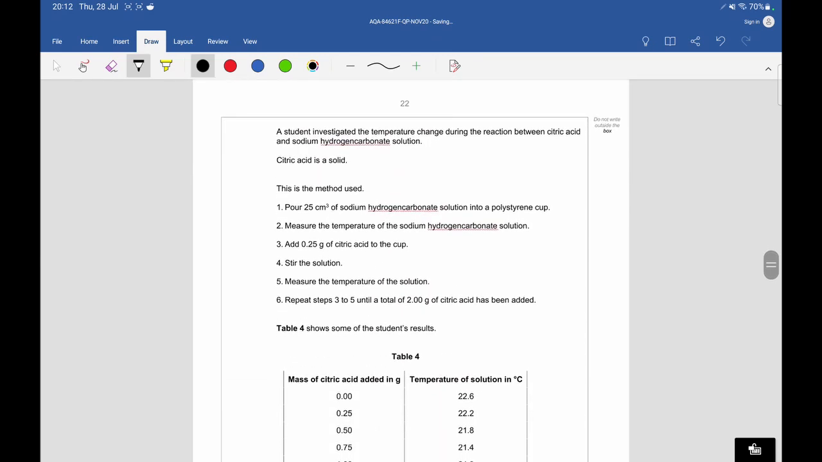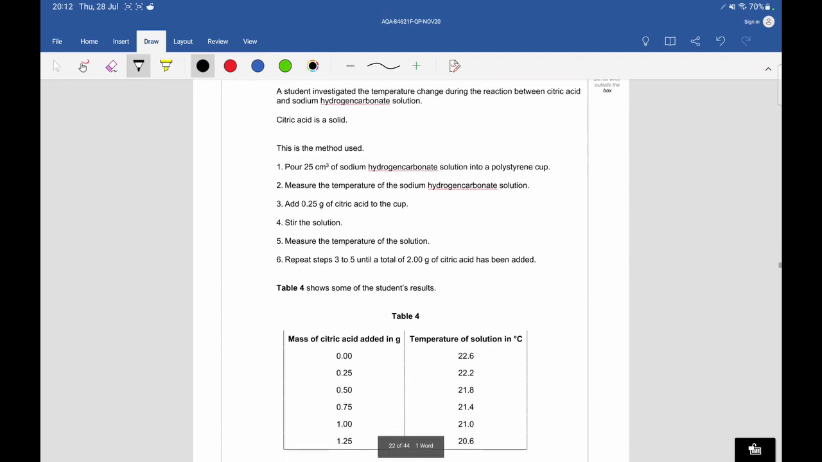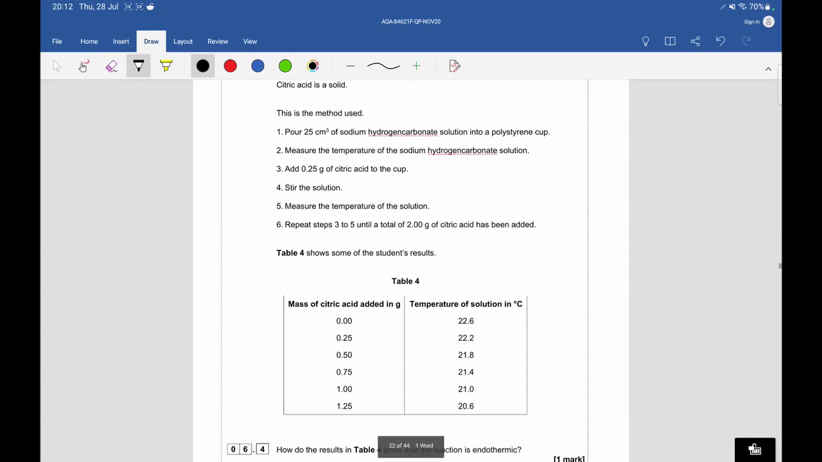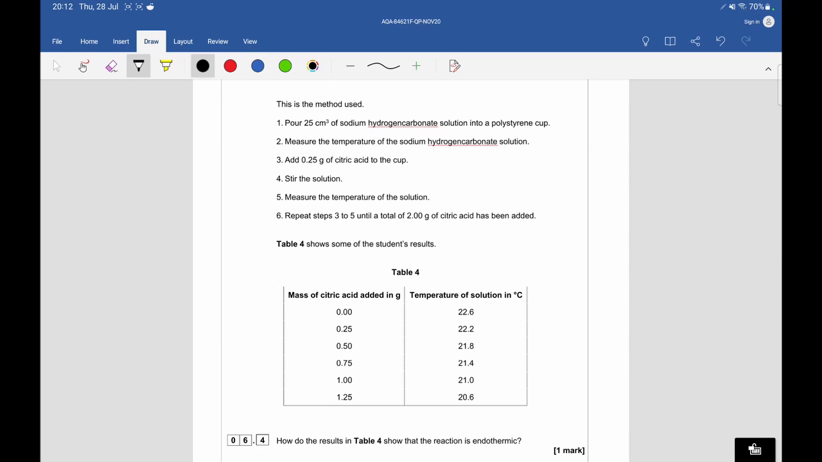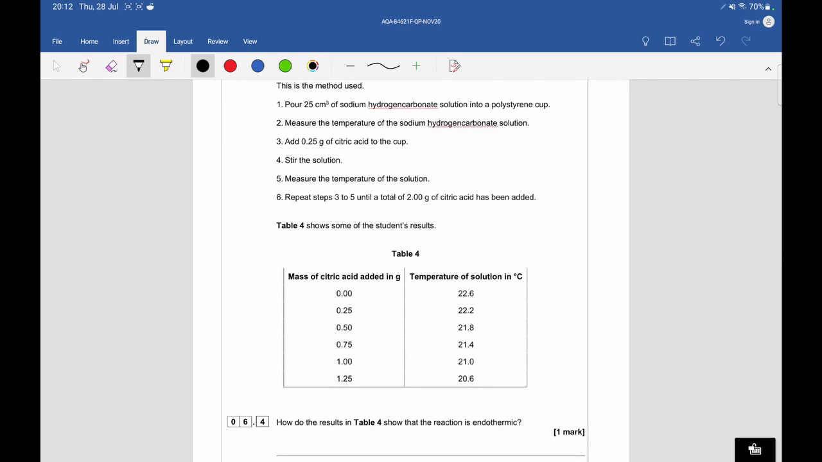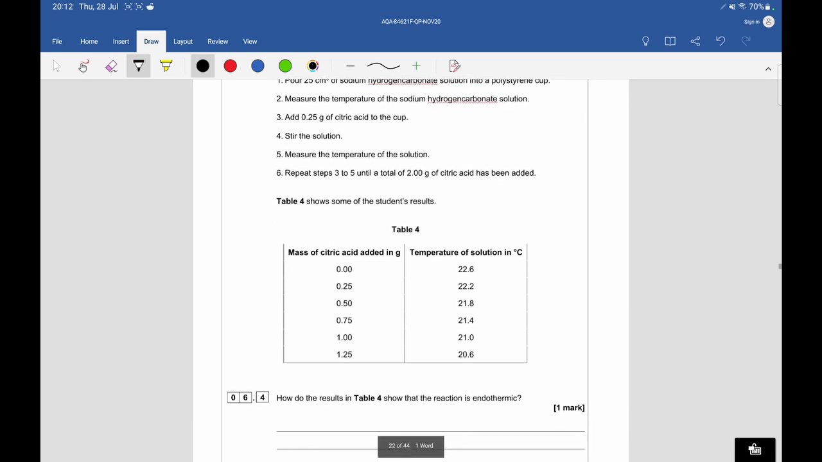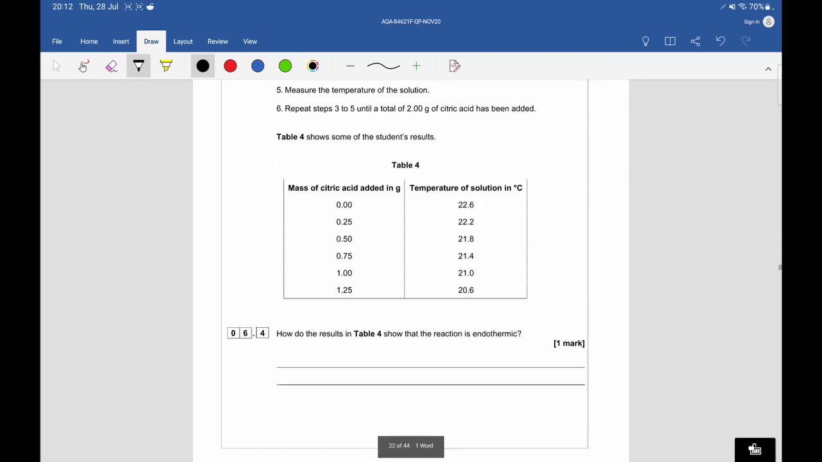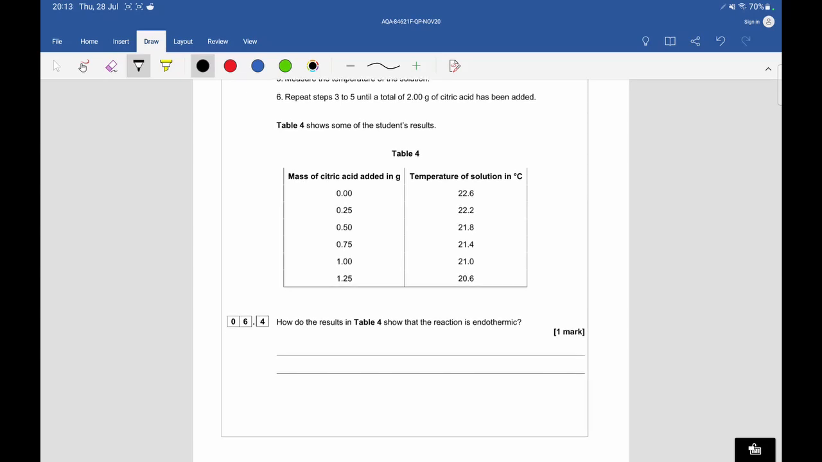Next question says, a student investigated the temperature change during the reaction between citric acid and sodium hydrogen carbonate solution. Citric acid is a solid. This is the method they use. Put 25 centimetres cubed of sodium hydrogen carbonate solution in a polystyrene cup. Measure the temperature of the sodium hydrogen carbonate solution and add 0.25 grams of citric acid. Stir. Measure the temperature of the solution and repeat steps 3 to 5 until a total of 2 grams of citric acid has been added. You can then see the results of the practical in the table.